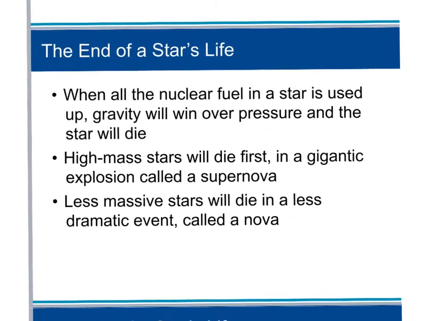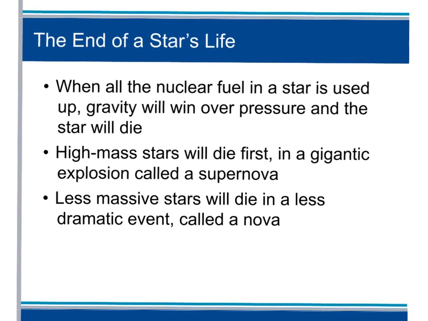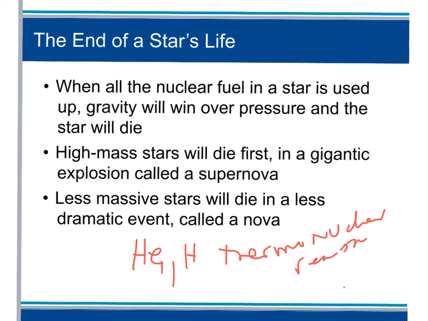Now we're getting into the end of a star's life. When all the nuclear fuel in a star is used up, gravity wins over the pressure, and the star dies. That nuclear fuel is the thermonuclear reaction. We saw this in the last chapter: we have helium and hydrogen, and a thermonuclear reaction, and that creates high temperatures. Those high temperatures create high pressure.